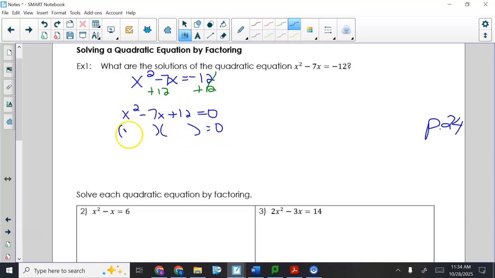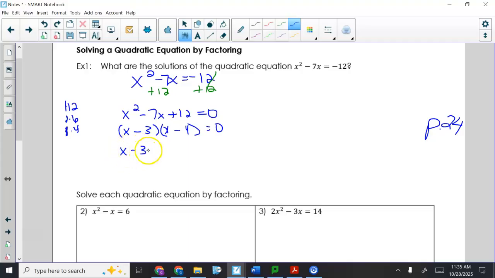Okay, x squared, we can break it up x and x. For the 12, we can think what multiplies to 12. 1 and 12, 2 and 6, or 3 and 4. And we want it to be 7, 3 and 4. So since we want it to be 7, we're going to pick that 3 and 4. Since we want it to be negative 7, they're both going to be subtraction. Okay, but now we have one more step.